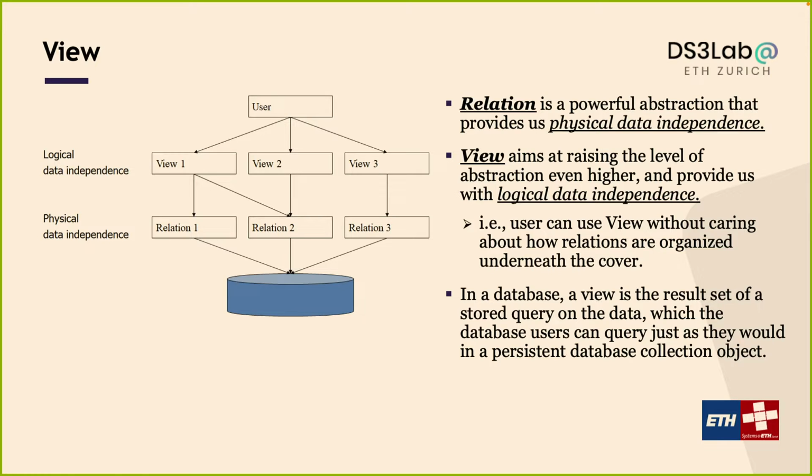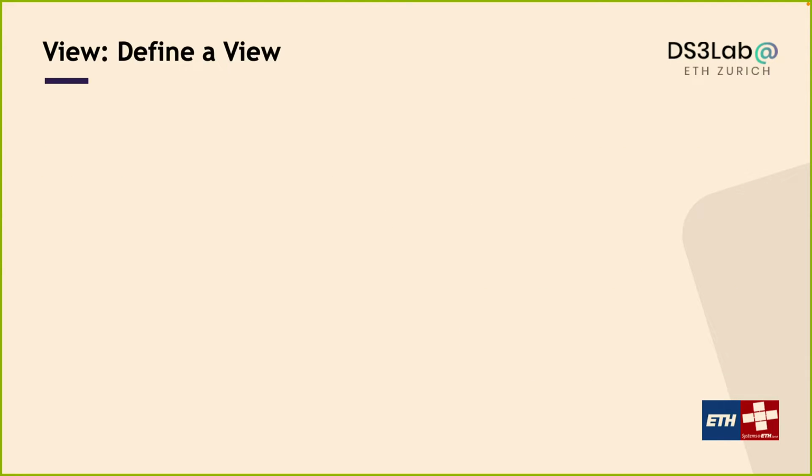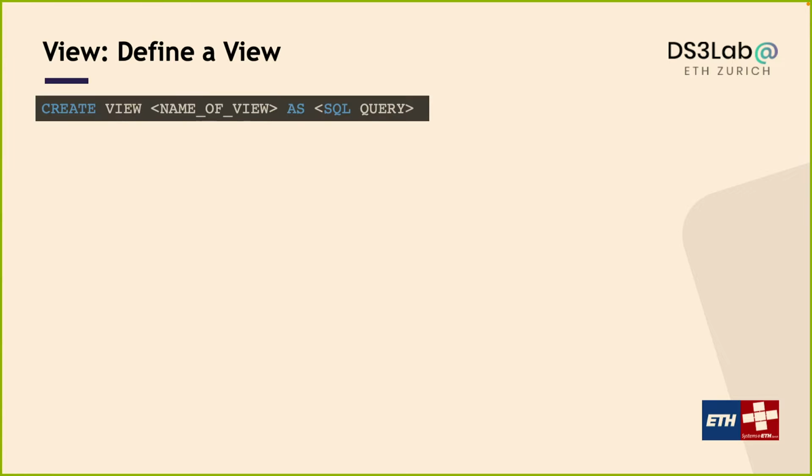So let's become a little bit more concrete. So how to define a view inside database system is actually very similar to how you define a relation or define a table. So instead of create a table, right, you create a view with the name of the view. And instead of defining the schema of this view, as if you are defining a table, you have one SQL query to define this view.